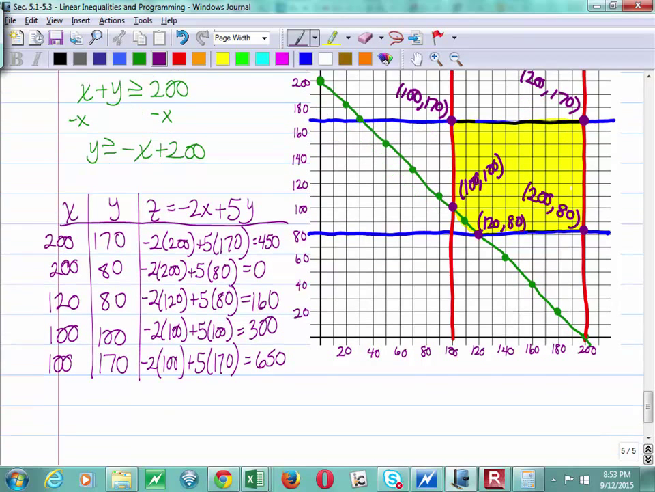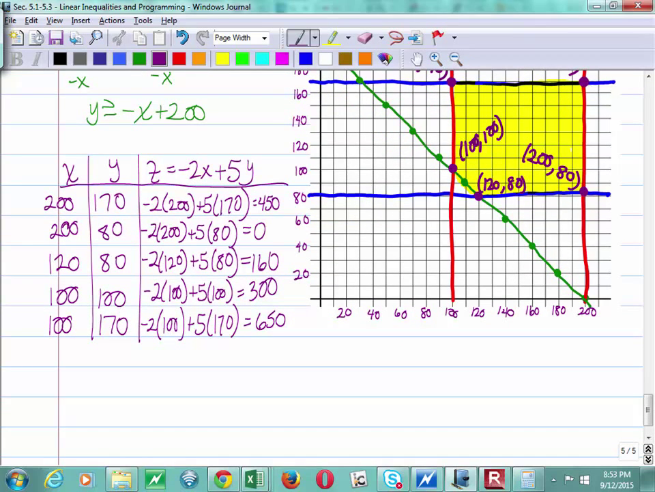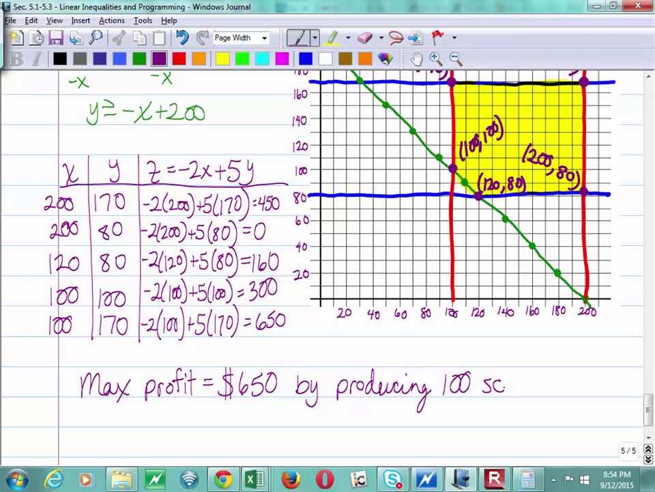Alright, so we wanted to find the maximum, maximize the profit. So we found that the max profit is 650. And they achieve that by producing 100 scientific calculators and 170 graphing calculators.